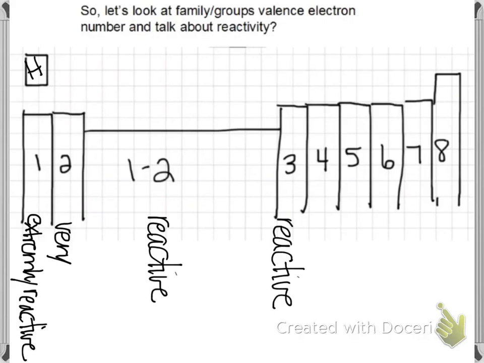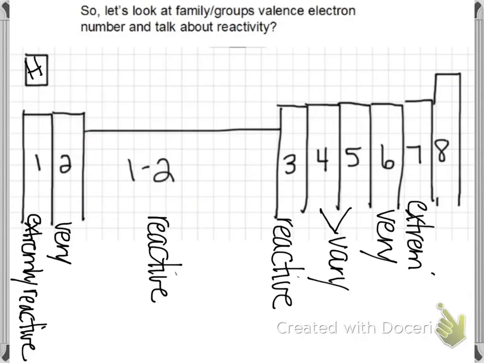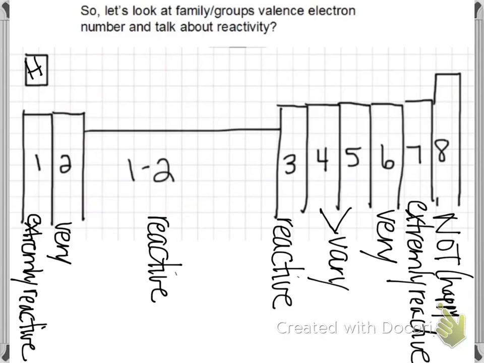Those in group 13 are reactive. Those in groups 14 and 15, they vary depending upon the element. Group 16, they're very reactive. Group 17, oh, we're back to extremely reactive. And group 18, they are not reactive. Okay? And that's because they're happy. They already have that rule of 8. They already have 8 valence electrons. Okay? So they don't need anybody. Hence, they're the nobles. They are noble gases.